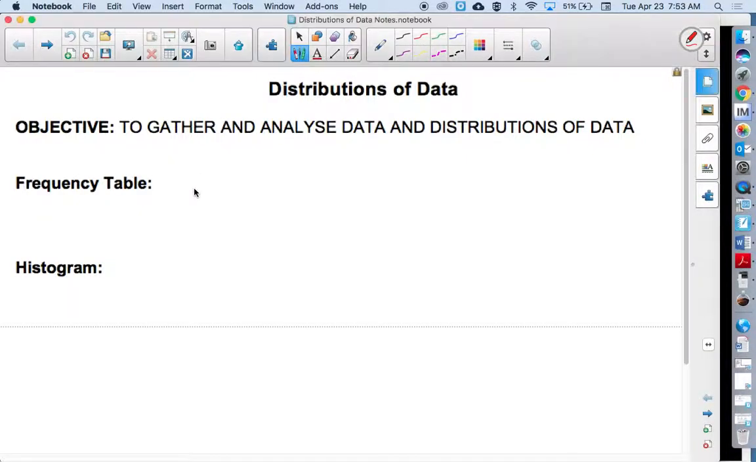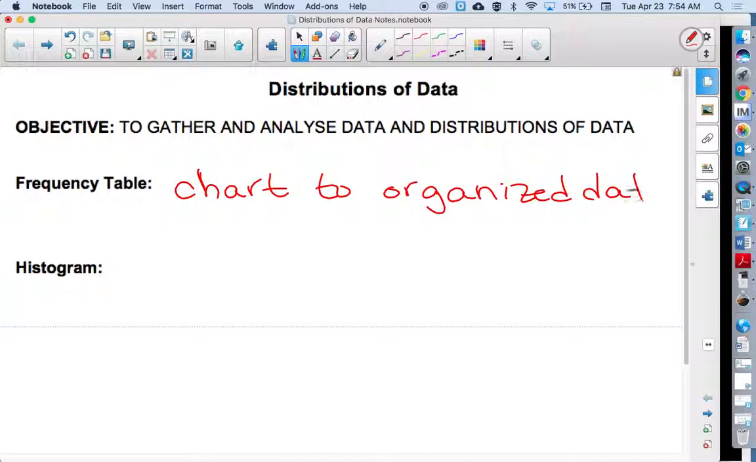So it is a chart to organize data divided into intervals. So the frequency table literally is more of a numerical thing that you're looking at that shows you how many times something occurs, the frequency of something. So how often does something occur in an interval?